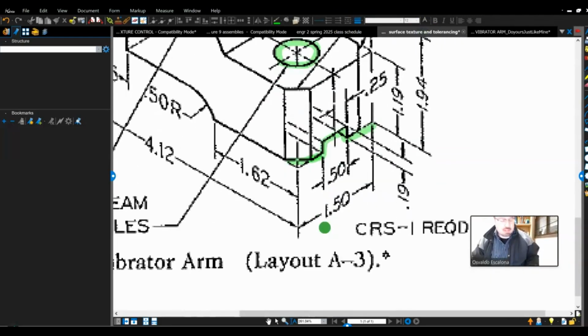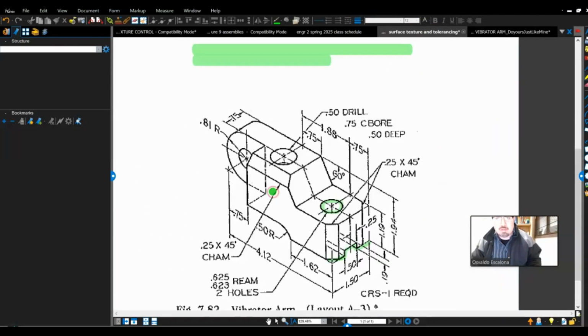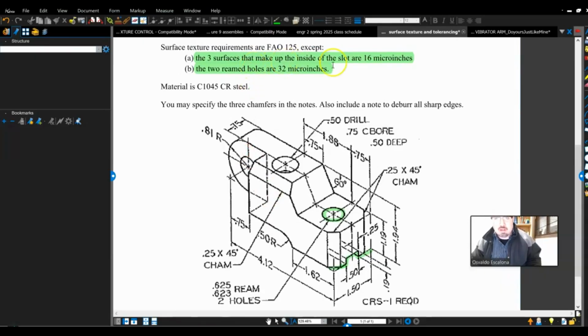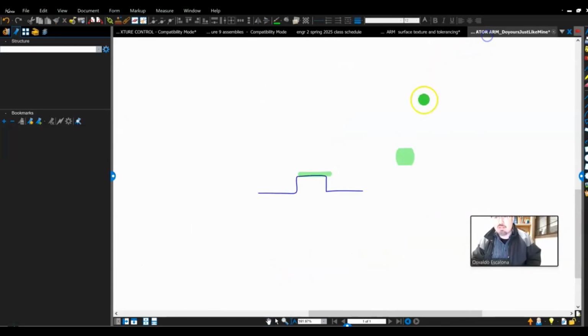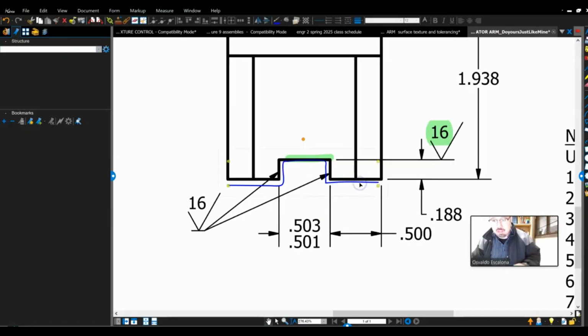Let me read the question again. Some may think that might have a mistake. Let me see what it says. The 3 surfaces that make up the inside of the slots. Oh, so it's the inside, guys. It's not all of it. It's just the inside of the slot. So just that one. That's it. Make sure you read the question, otherwise you'll make a mistake like me.